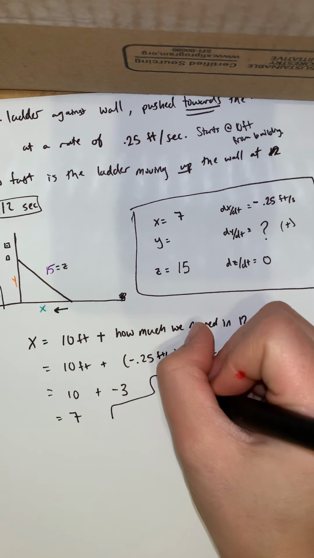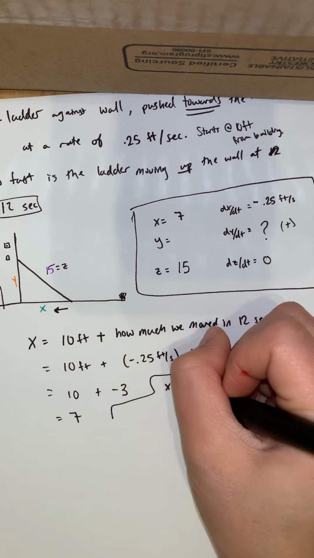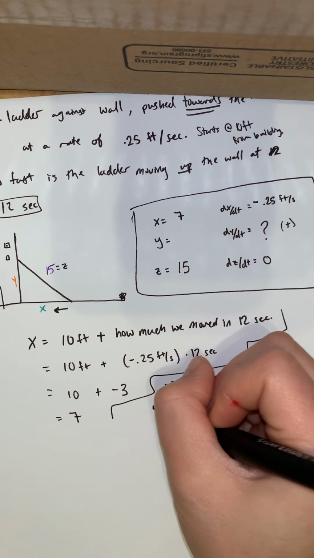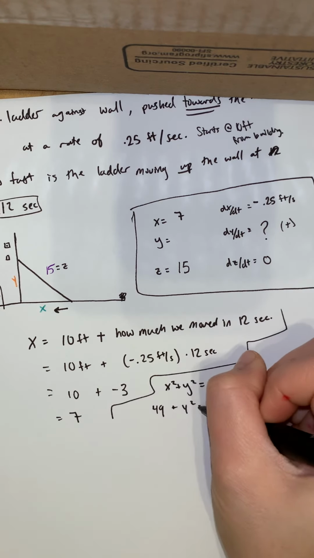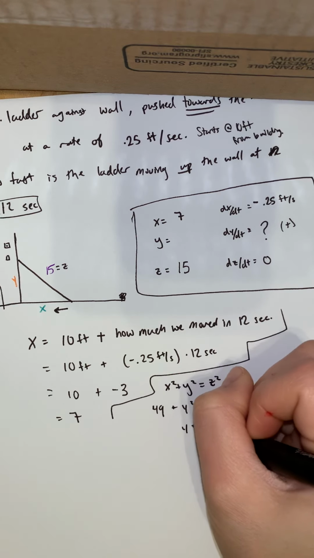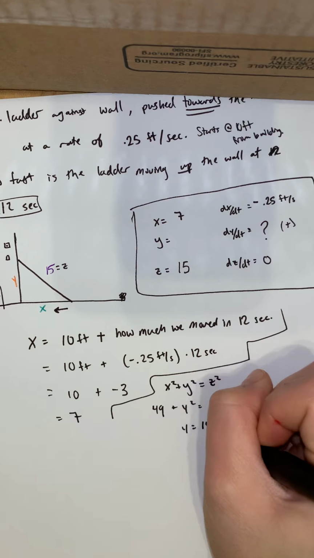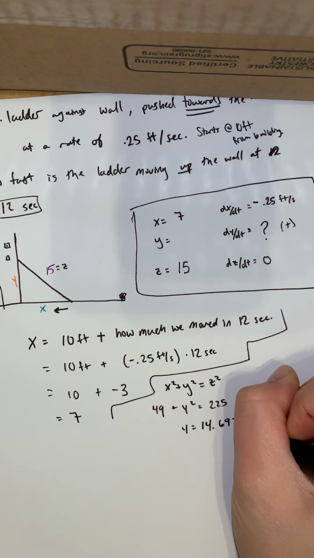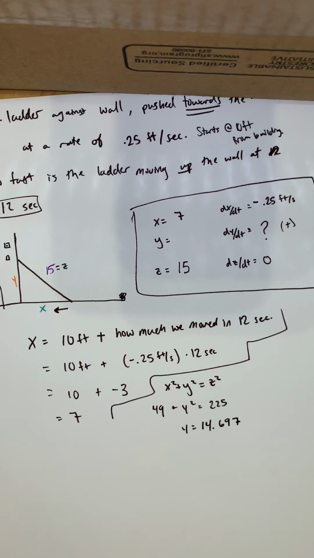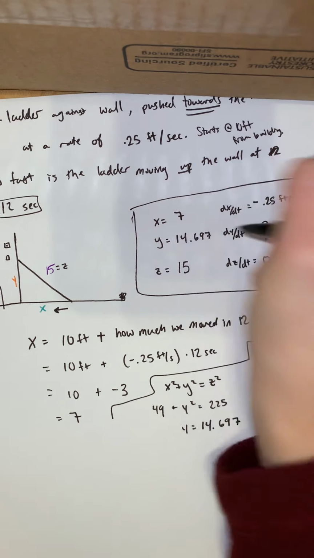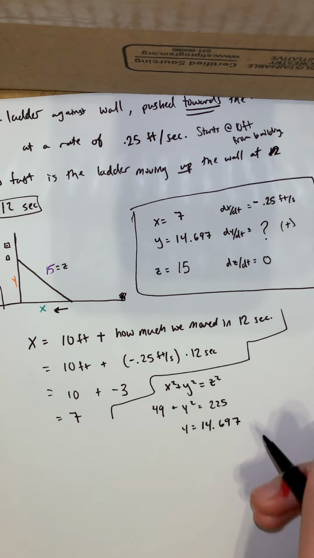To try to reserve some of that space, I'm now going to use the Pythagorean theorem that relates all three of these things, x squared plus y squared equals z squared. So I see that for x I have 49 plus y squared equals 225. So here y is going to equal about 14.697. Again, you can see my notes on this. So I've got 14.697.